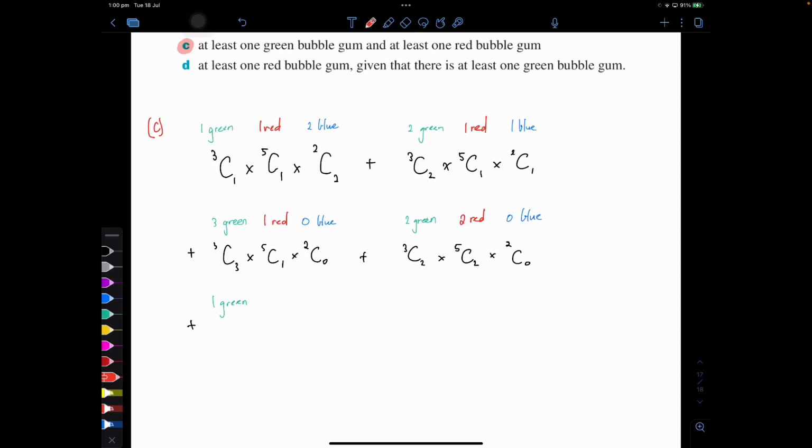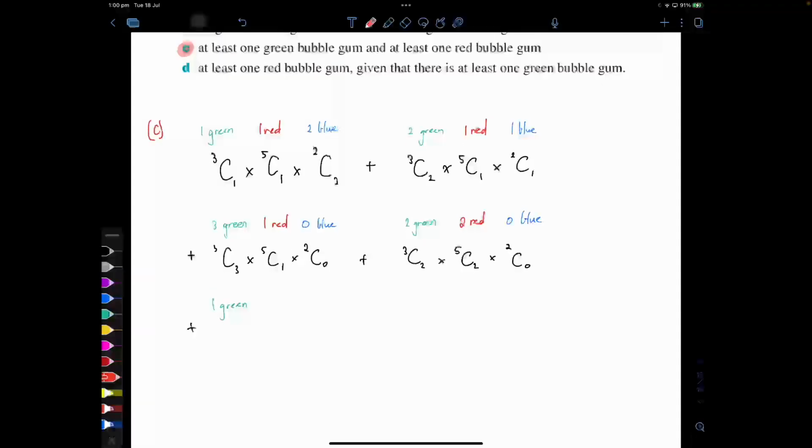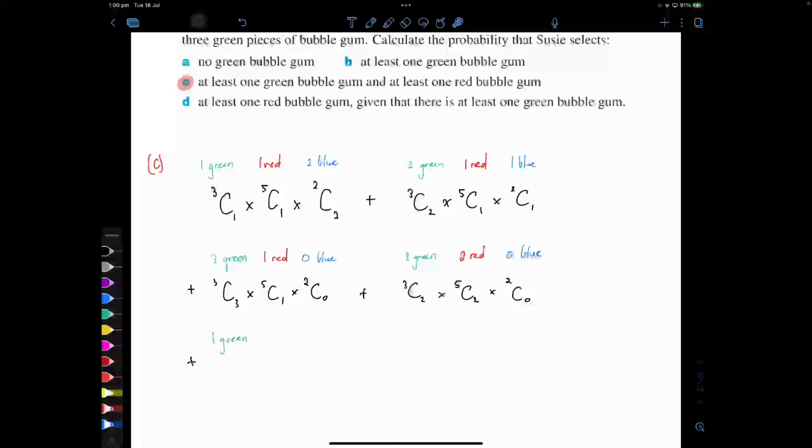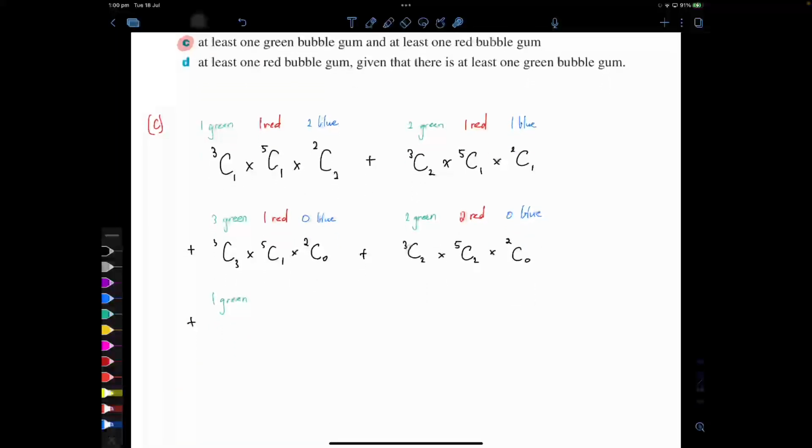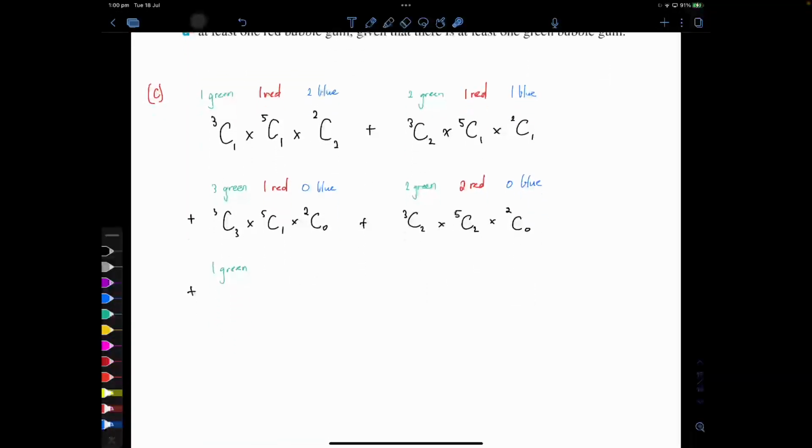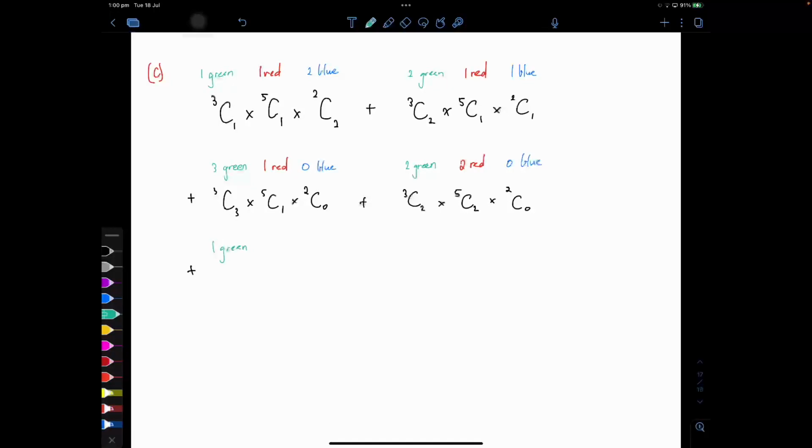How do you mean? So you're going at least one green bubble gum, right? Yeah. One, two, three, four, five, six, seven, eight, nine, 10. How many green bubble gums do you have? There's a cap, yeah? Oh, there's one more.